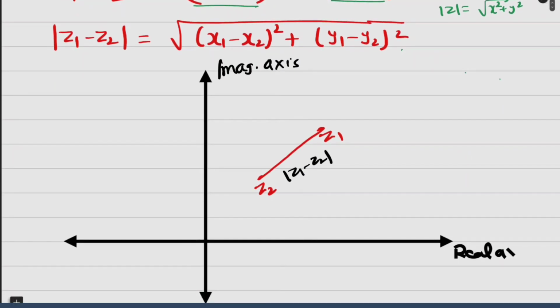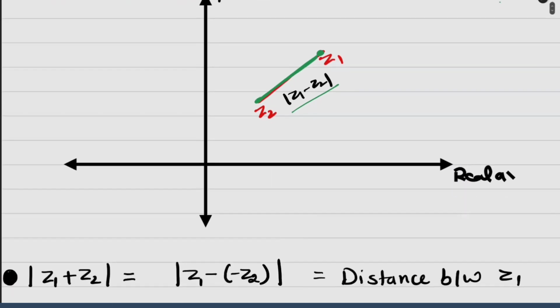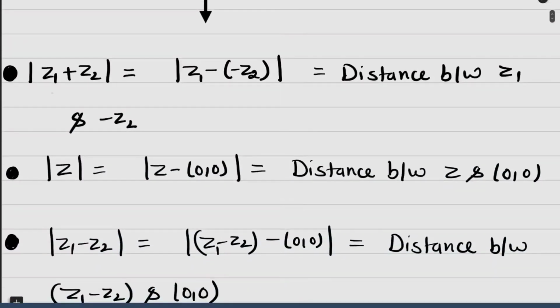If I represent this on an Argand plane, this one is z1 and this one is z2. Let us say 2 points are there. Z1 is also a complex number, Z2 is also a complex number. Then the distance between both complex numbers is given by modulus of Z1 minus Z2. Okay, so let's see another one.